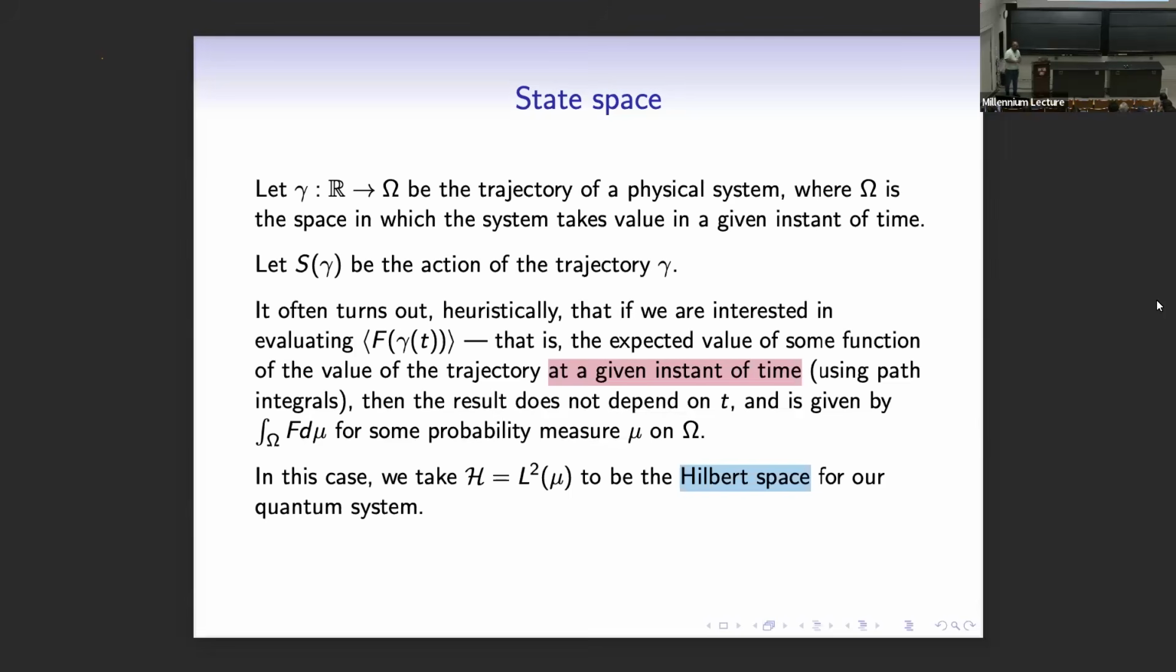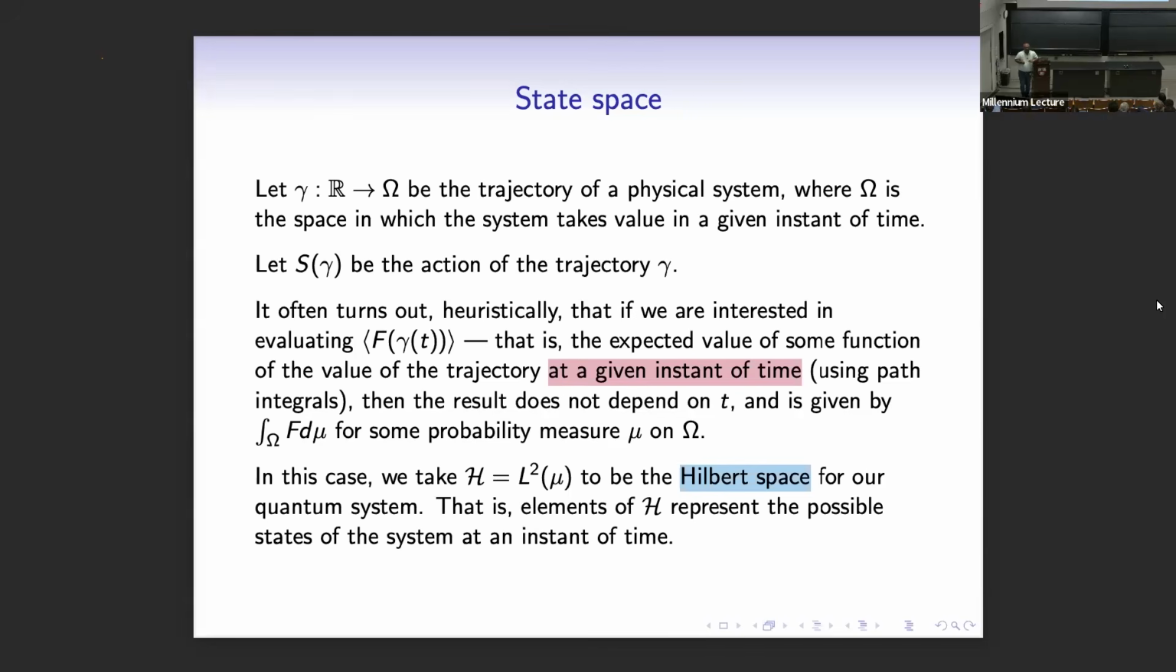Okay, so how do we actually make sense of path integrals? That's what I'm trying to get at in the next few slides. So you have this Hilbert space, and elements of H represent the possible states of the system at a given instant of time.